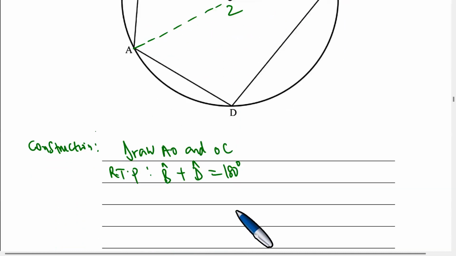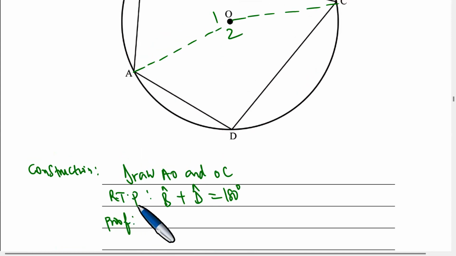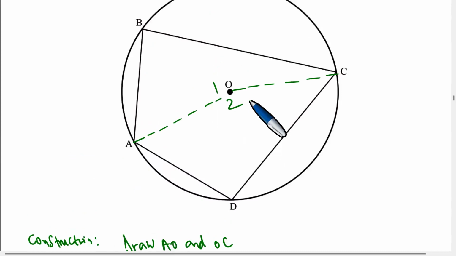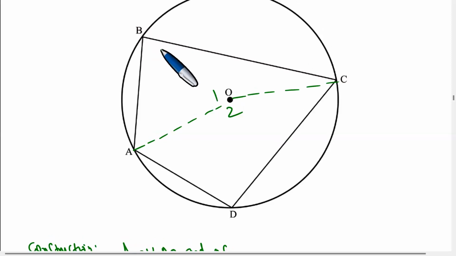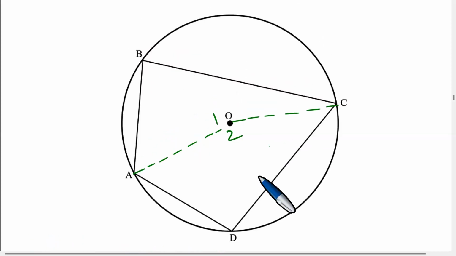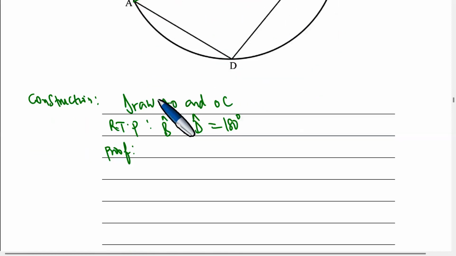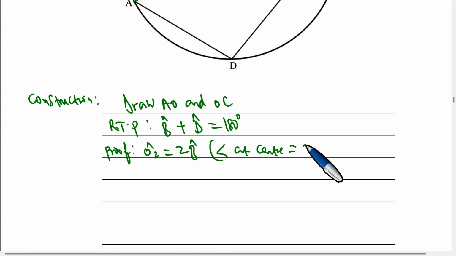Okay, let's write down the proof. How do we write the proof? First things first, angle O2 is equal to twice B. If you look at the shape like this, you can see that angle O2 is twice angle B: angle at center is twice angle at circumference. So angle O2 is twice angle B. Angle at center is equal to 2 times angle at circumference.